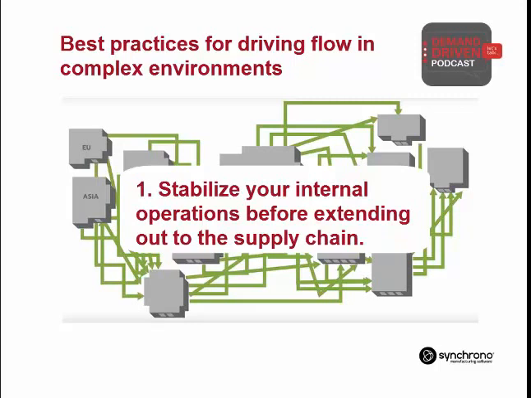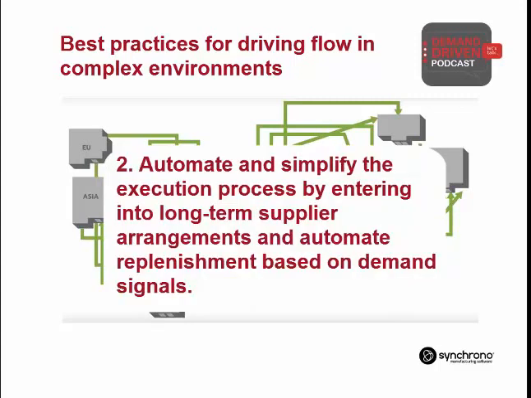Number two is automate and simplify this execution process. This is going to help you get to where it starts feeling like a more simplified environment. For items that may be on replenishment, this involves getting into longer-term arrangements with the suppliers so that you can automate that signal, setting up a trusted system that you know is going to automatically send out signals to your suppliers, all based around that longer-term contract. At that point, once the system's set up, these transactions are just occurring.